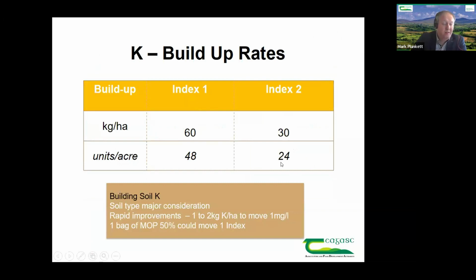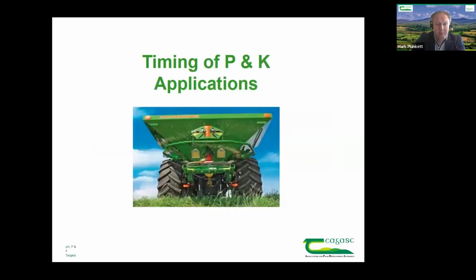And look, K is a different nutrient completely in the soil. It's a lot easier to move your K than your P. So again, we talk about 1 to 2 kilos of K per hectare to move a part per million. So I suppose to give you an easy figure here this morning, a bag of muriate, 50 units, could move you an index depending on the soil type. So it's very, very easy to build K. There's no excuse, there's no limit as regards K either.